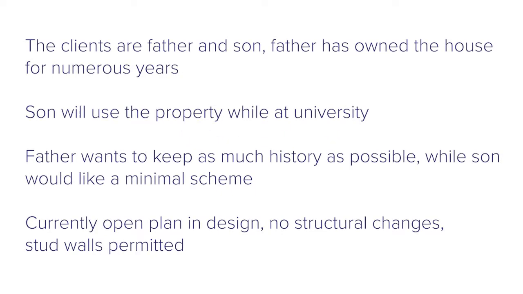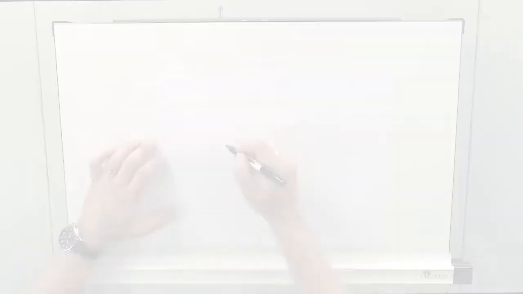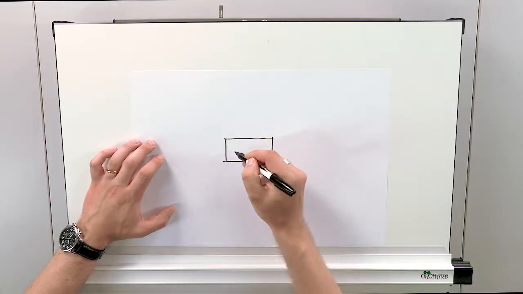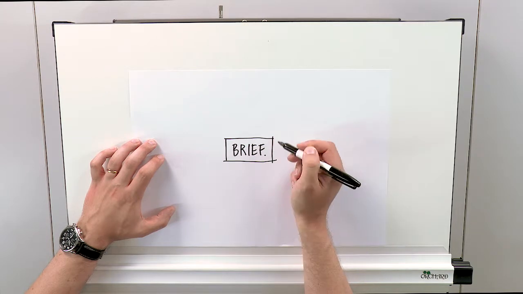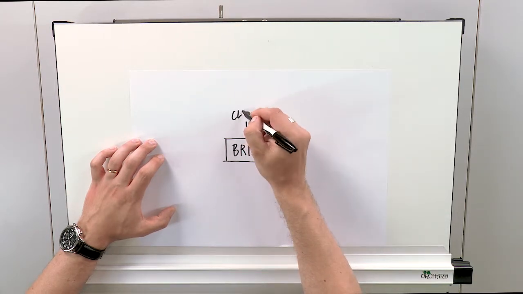This is a typical brief that you might receive from a client for a project such as this. So when we have our brief, we look at all the different areas and we try and bring out all the things that are relevant to us when we start to design and plan for the space.